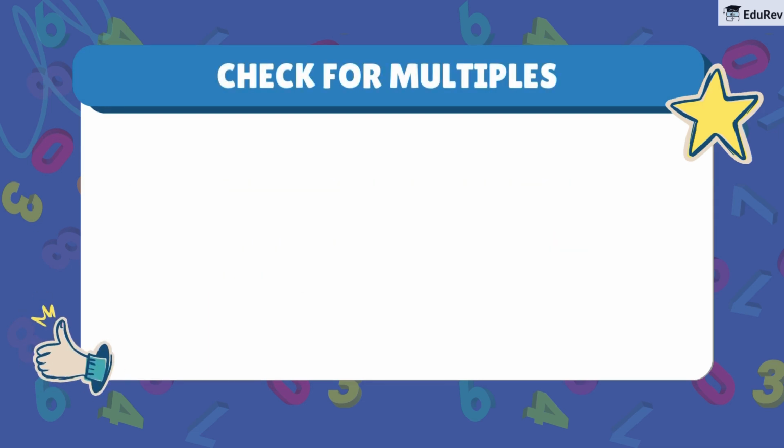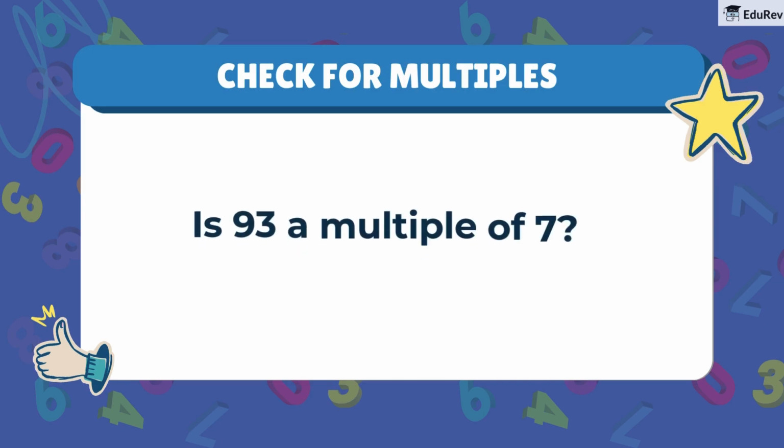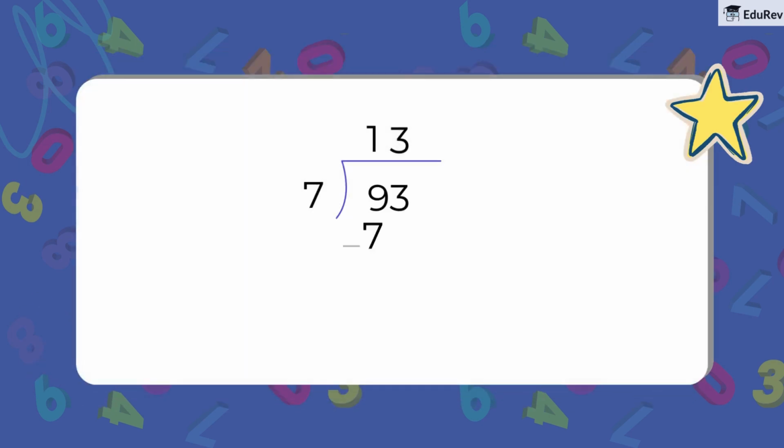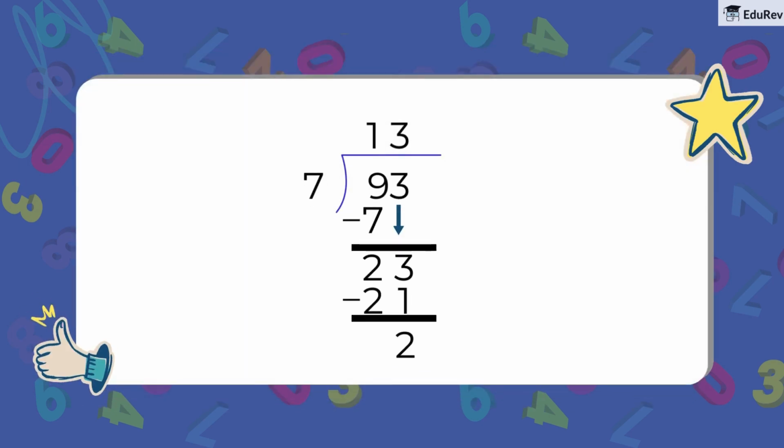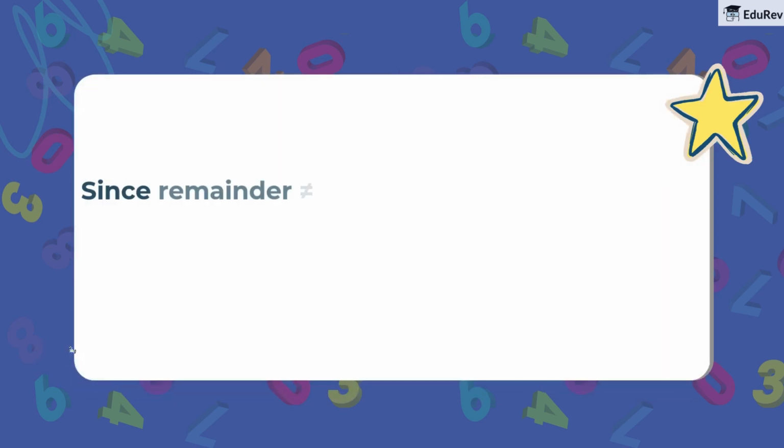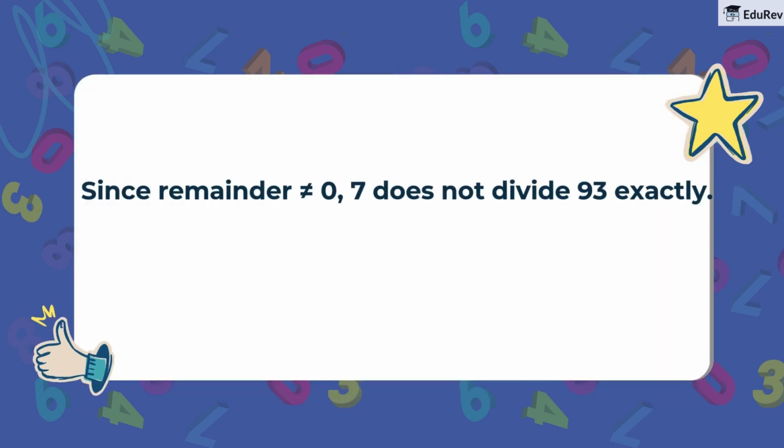Next, let's check for multiples. For instance, is 93 a multiple of 7? We check by dividing. 93 divided by 7 gives us a remainder, meaning 7 does not divide 93 exactly, so 93 is not a multiple of 7.